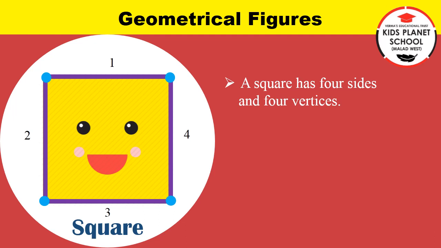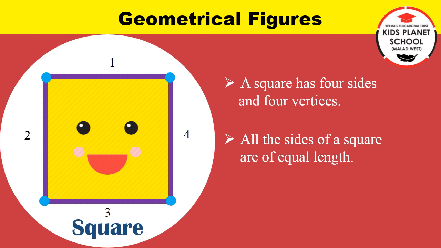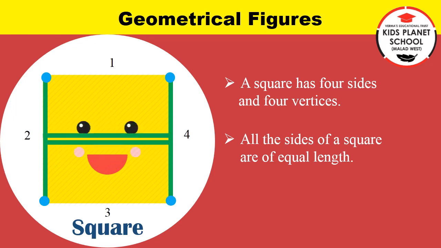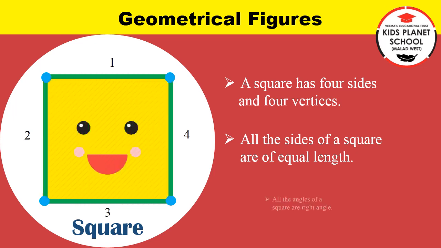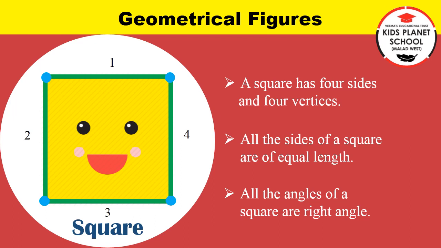There are 4 vertices. The second property is, all the sides of a square are of equal length. Children, all the 4 sides of a square are of the same size. The third property is, all the angles of a square are right angles. Children, this red square shows us that the angle between both the lines is a right angle. So, there are 4 right angles in a square. So, we have learned 3 properties of a square.